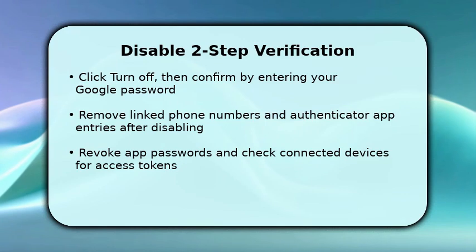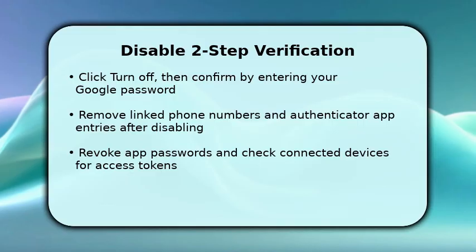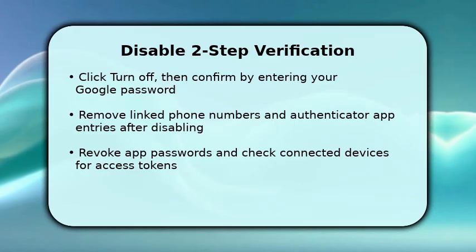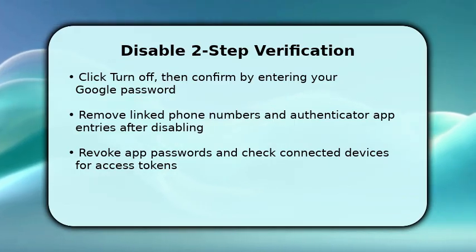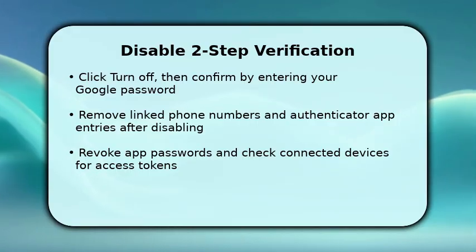Once on the two-step verification page, click Turn Off and confirm with your Google password. This is the step that actually disables the policy. After the feature is off, remove any phone numbers listed under phone prompts and delete Authenticator app entries from your Authenticator on your device. Make sure to revoke any app passwords that were created specifically for two-step access.